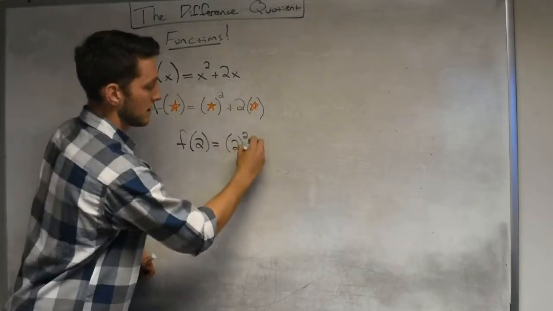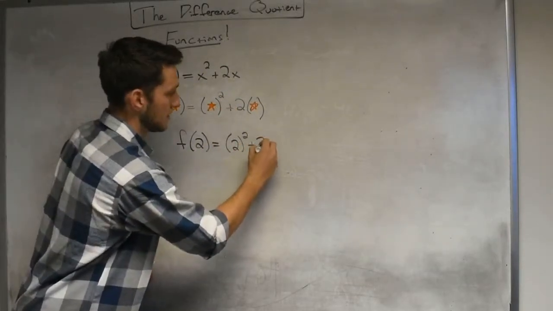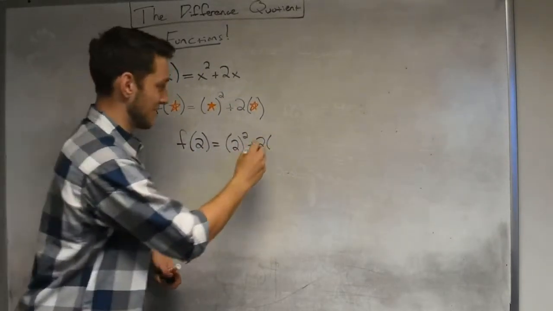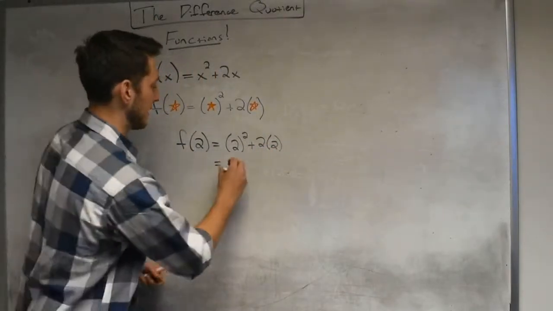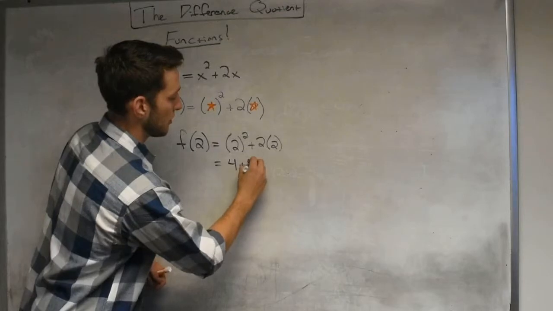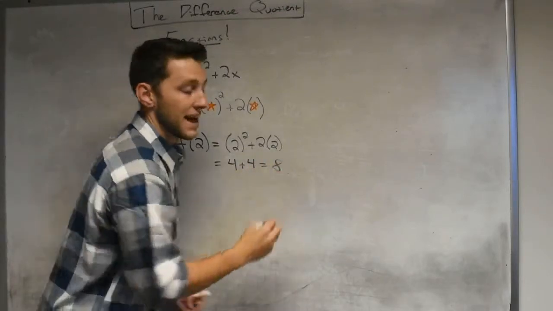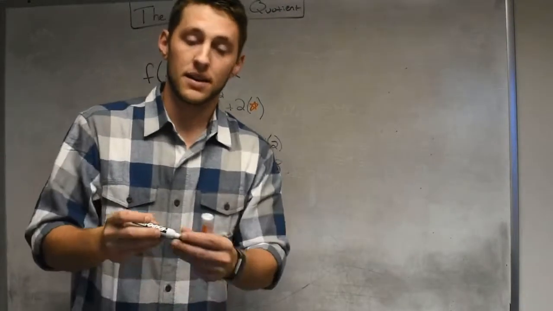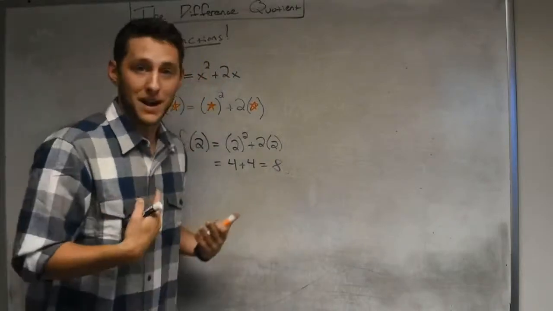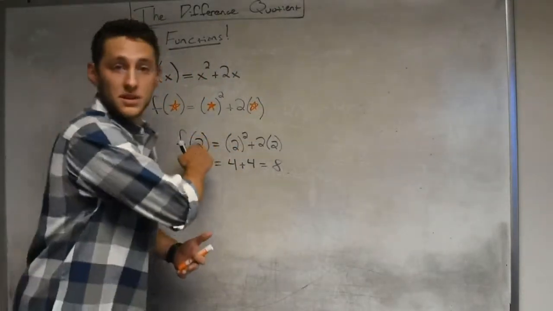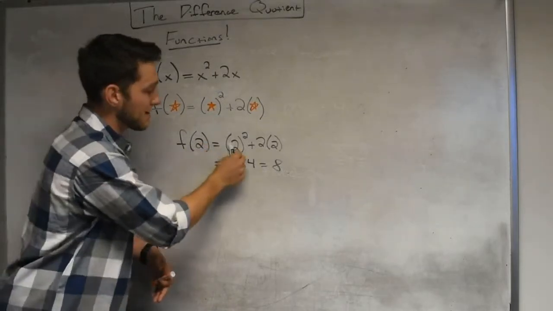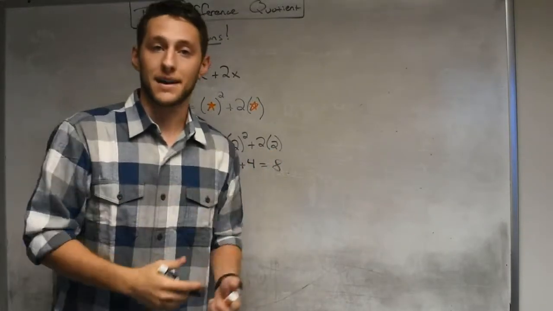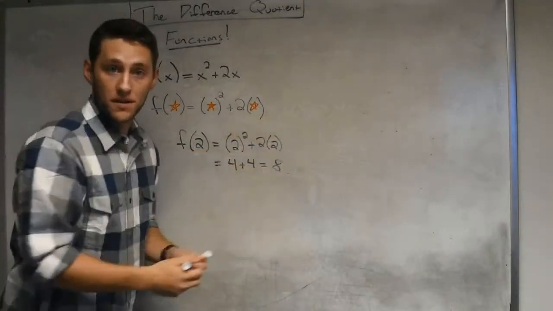We get 2 squared plus 2 times 2. Wow, a lot of 2's in this one. And from there we can simplify it out. We get 4 plus 4. Last but not least, we get 8. The point of this being, what we do with a 2, when we have the 2 on the inside of the parentheses, we copy paste that 2 wherever we see an x. Or in this case, a star.